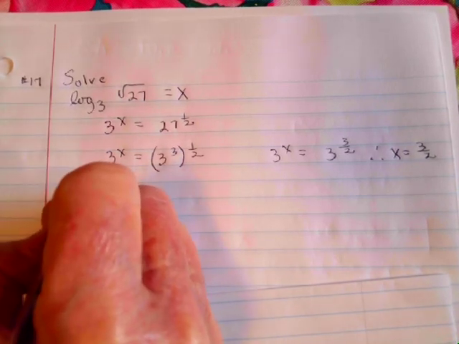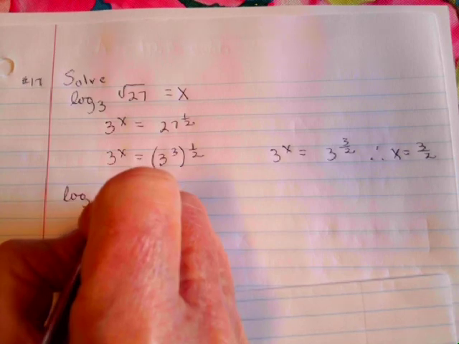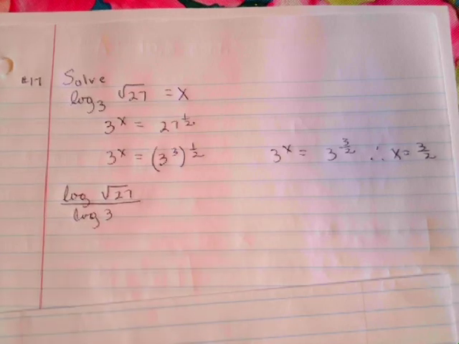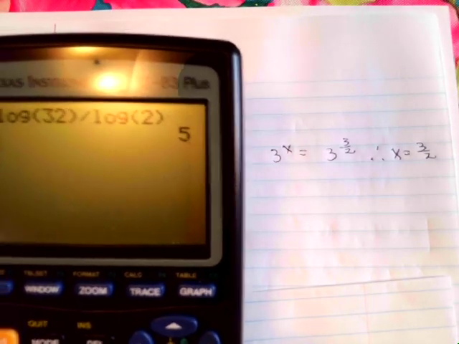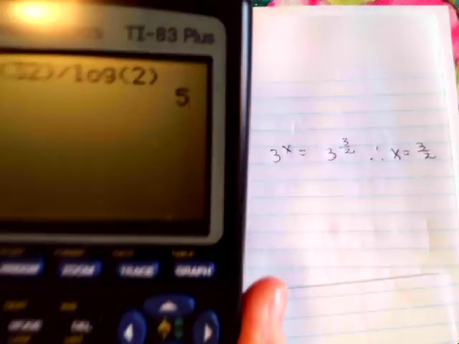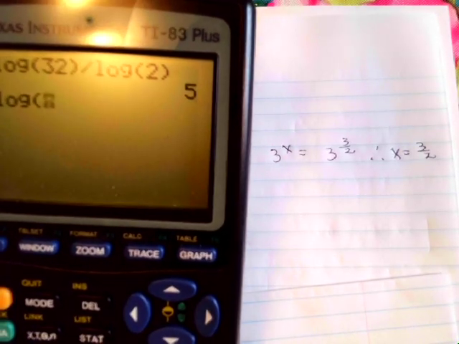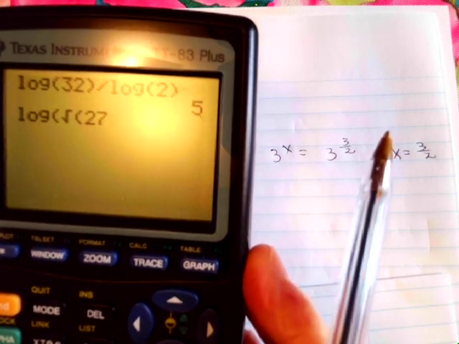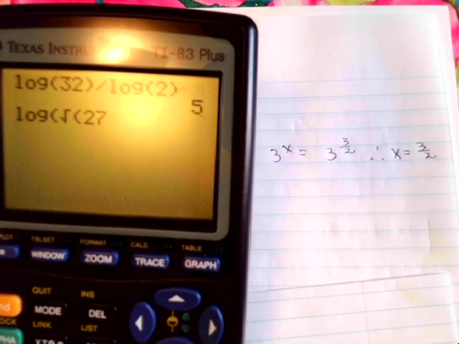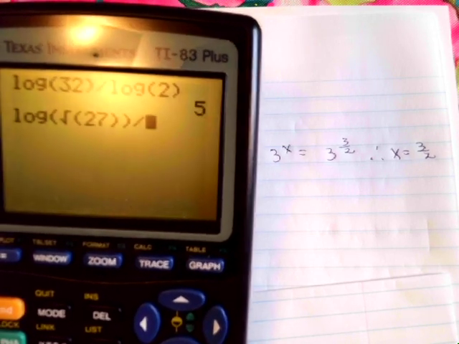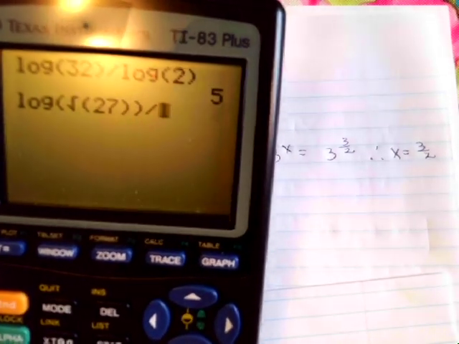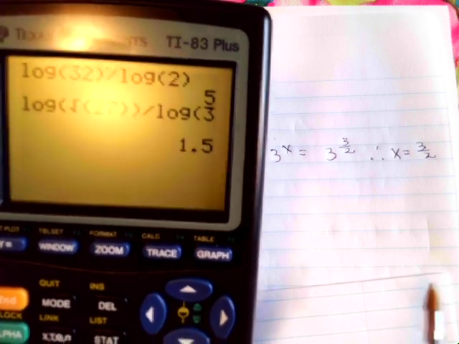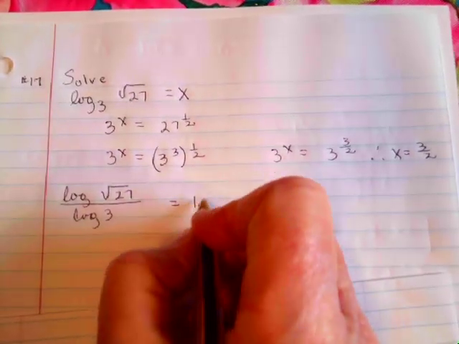If you do this with your calculator, log of the square root of 27 divided by log of 3, there's a little something you got to be a little careful about on your parentheses in this numerator though. When we do log of the square root of 27, notice that there are two parentheses that are opened automatically by that calculator, so we got to close them. Divided by log of 3. Now I got 1.5. 1.5 is the same thing as 3 halves, and I'm good whichever way I go.